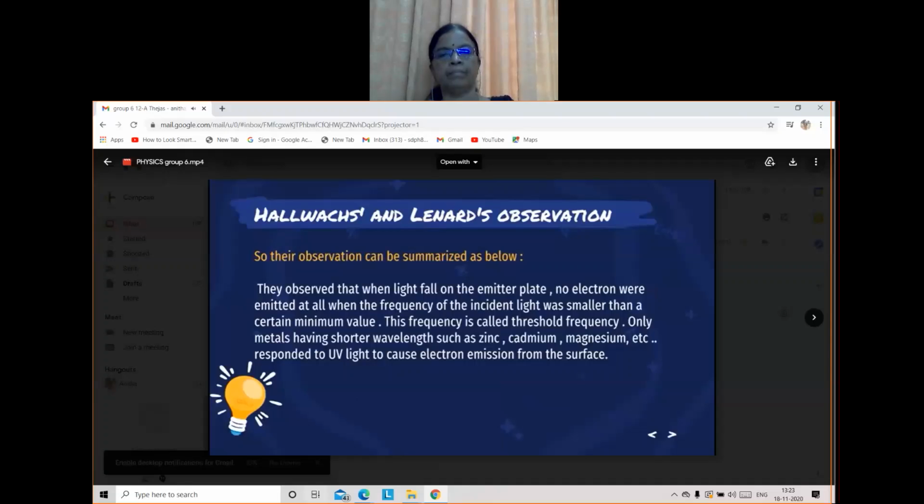Photosensitive substances such as metals having short wavelength, for example, zinc, cadmium, magnesium, and some alkali metals such as lithium, sodium, potassium, responded only to the ultraviolet light. After the discovery of electrons, these electrons were termed photoelectrons, and this phenomenon is called the photoelectric effect.